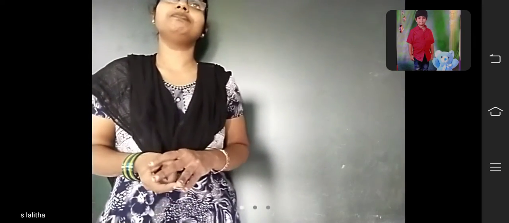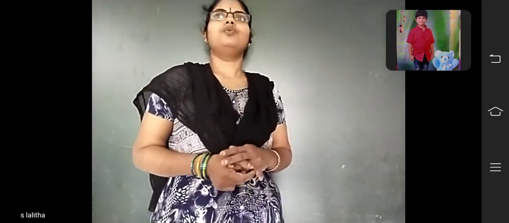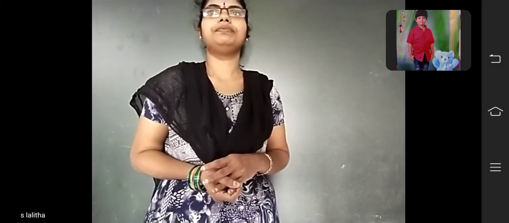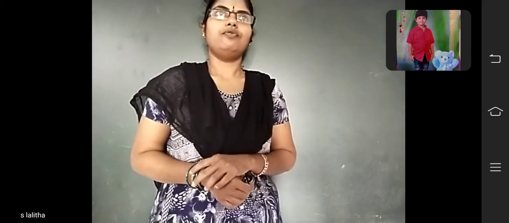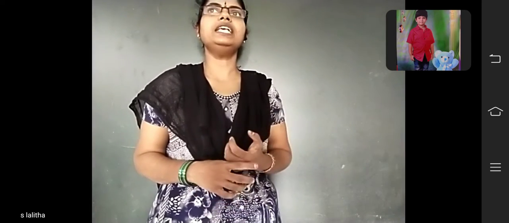What is the first type? Proper fraction. What is called a proper fraction now? A fraction in which the numerator is less than the denominator is called a proper fraction, and it is always less than 1 only. Okay, and next, improper fraction. A fraction in which the numerator is greater than or equal to the denominator is called an improper fraction. It is always greater than 1 or equal to 1.